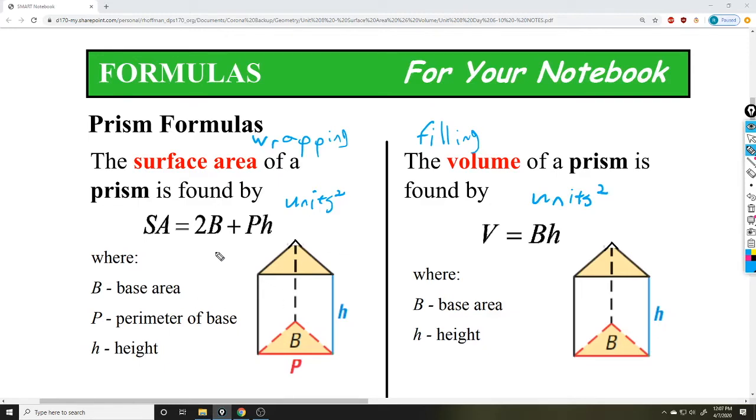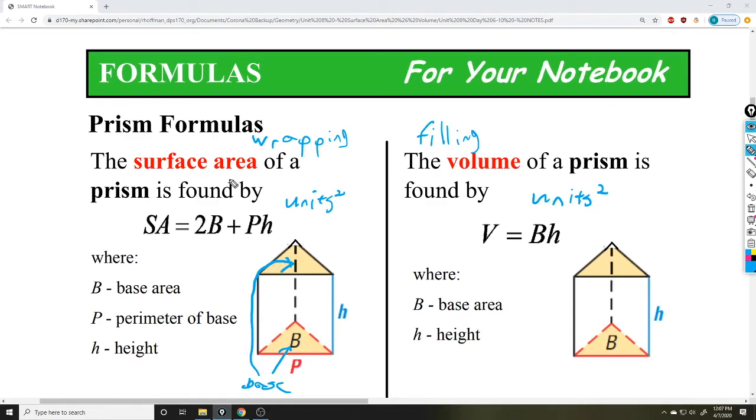Now, let's talk about these formulas. In my surface area, I'm counting up the area along the outside of all these shapes. So let's look at what I have. I have the base, I've got a base here. And then I've got another base on top because it's a prism.